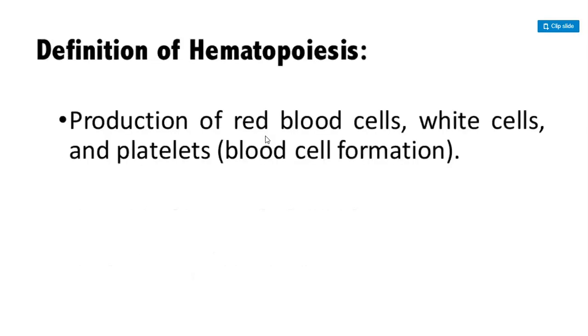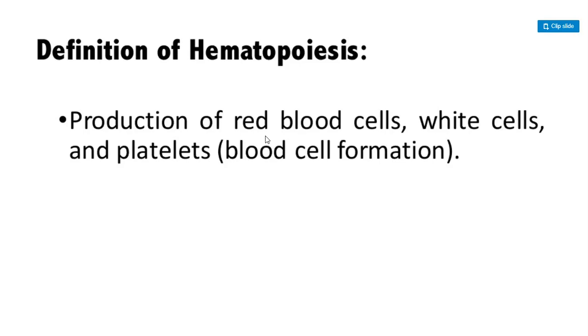So let's start with the definition of hematopoiesis. So hematopoiesis is simply the production of red blood cells, white blood cells, and platelets. Hematopoiesis is the process of production of red blood cells, white blood cells, and platelets, or it is the process of blood cell formation. We had said earlier that the blood is made up of the plasma, right, and the cellular elements. So now we are talking about the production of the cellular elements.